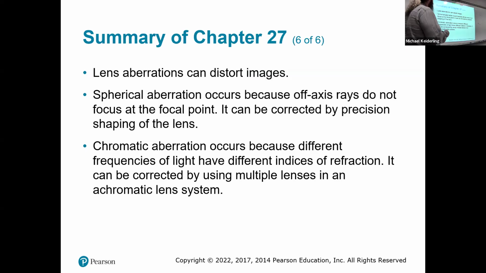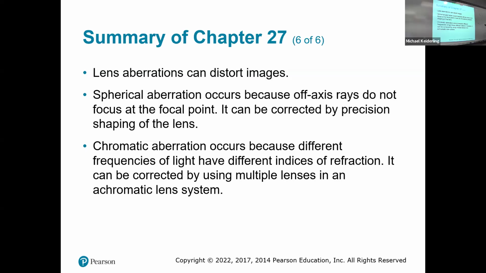And spherical aberration occurs because the off-axis rays do not focus at the focal point. It can be corrected by precision shaping the lens. So the perfect shape for a lens is not spherical. It's, I think, parabolic. But it's more complicated for lenses. For a mirror, it's parabolic. A similar aberration can occur in a mirror.